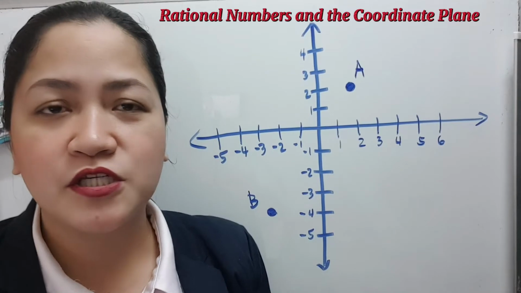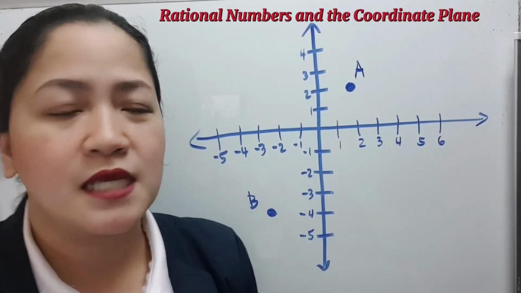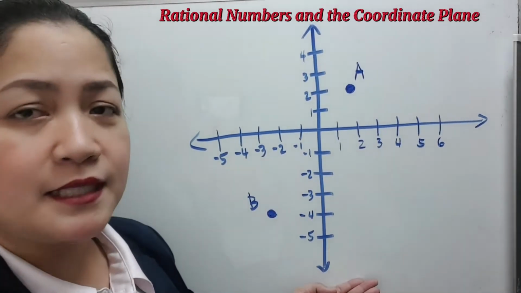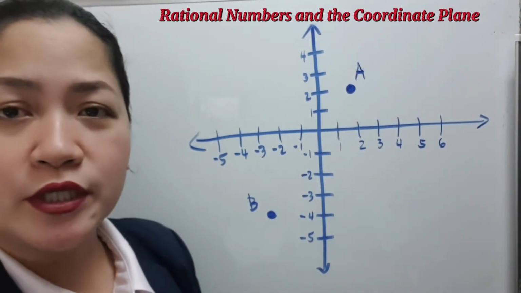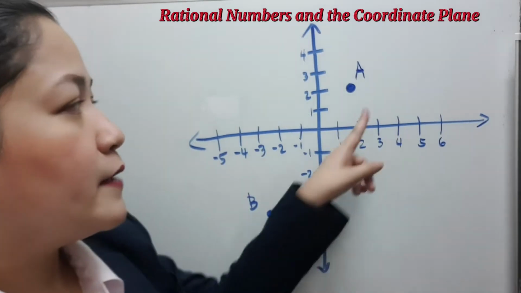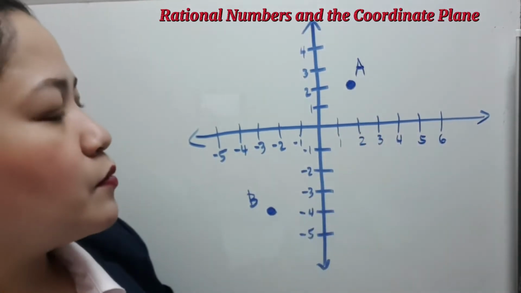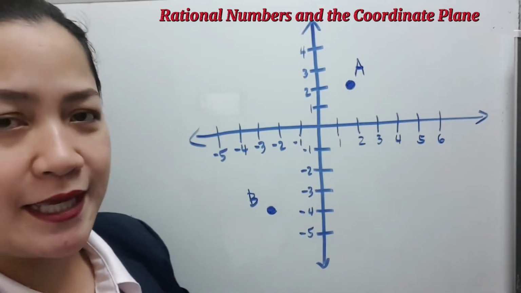Now let us have rational numbers on a coordinate plane. So I have here a coordinate plane and I have 2 points. So we are going to put the ordered pairs for each point. We have here point A. So what are the coordinates of point A?